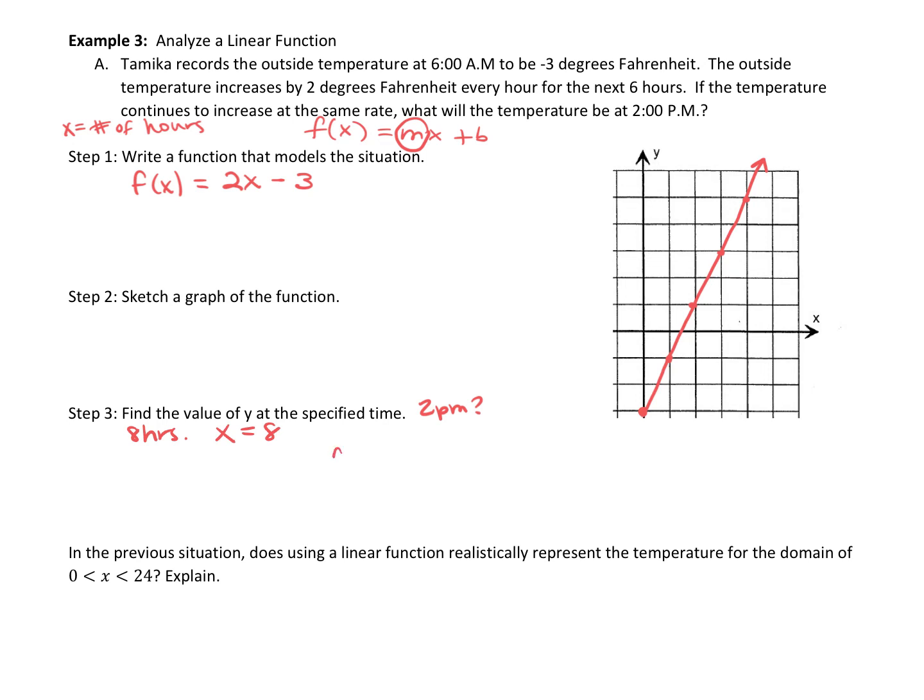We want f of 8. So what's the temperature after 8 hours? We're going to do 2 times 8 minus 3. Again, no math over here. That's just our label. It's the same thing as y equals. 2 times 8 is 16 minus 3, and we get 13. So after 8 hours have passed and we're at 2 p.m., the temperature is 13 degrees.